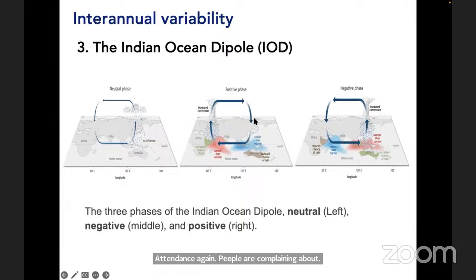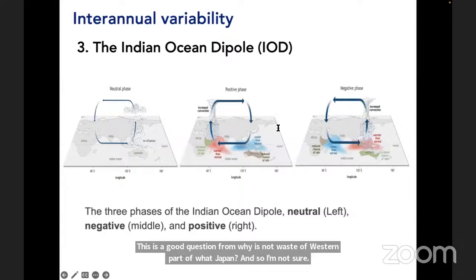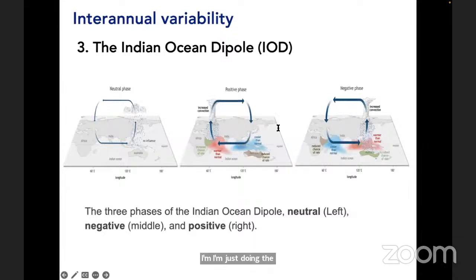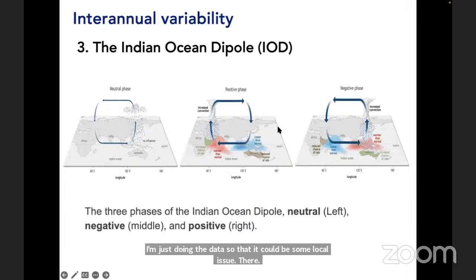This is a good question from Sintayo. Why is the western part of Ethiopia not influenced by El Nino? I'm not sure. I'm just showing the data. But it could be some local issue there that may not be affected, but I'm not sure. That's a good question.